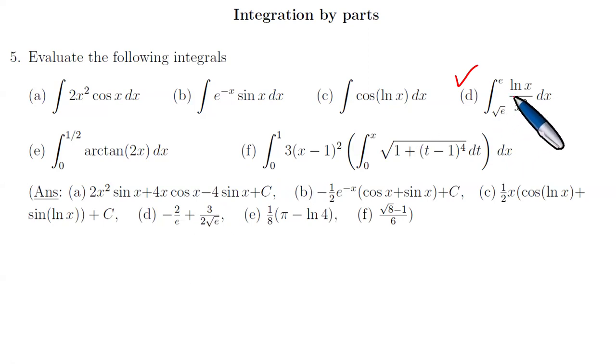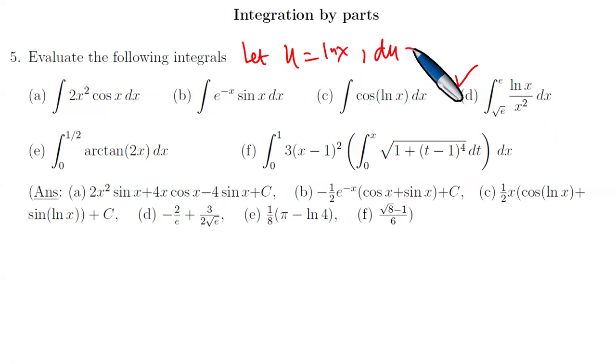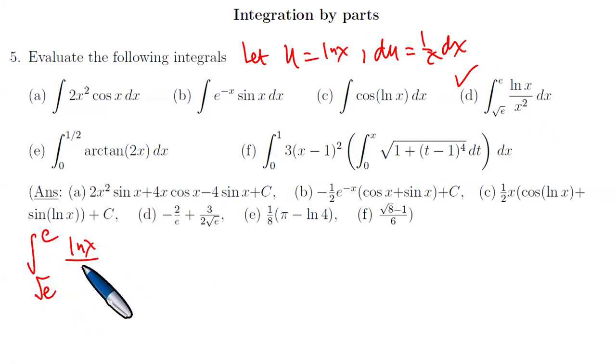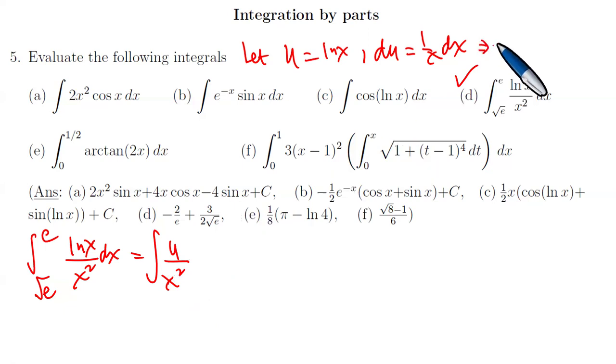Okay, so now this one, you need to let u be the ln. So in that case, you let u be equal to the ln x, du becomes 1 over x dx. The integral of the square root of e to e, x squared dx. So, in the place of the u, you put ln x. In the place of ln x, you put u. And then what is dx? Dx is x du.